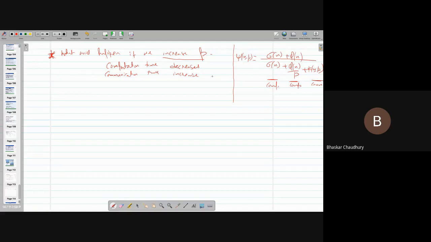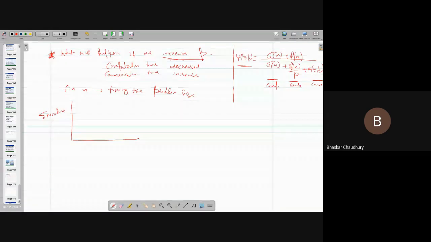Now let me take a case. Let us fix n, because psi is a function of both n comma p. I am increasing p, so let us first fix n. So basically you are fixing the problem size. Then what I'm going to do is analyze this. Let me put execution time on the y-axis.